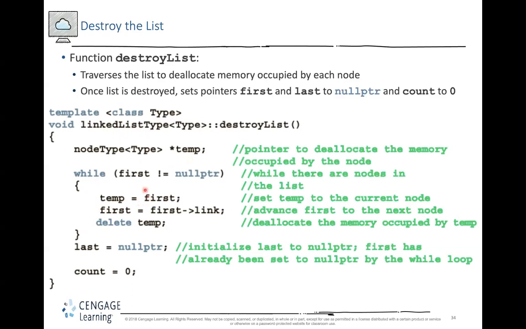So here we're also using the first pointer. Every time we deallocate the very first node, the first pointer moves on to the next node. So now we're going to delete the old first node. Once that is done, the last node is also going to be a null pointer. So with this operation, the list becomes empty.